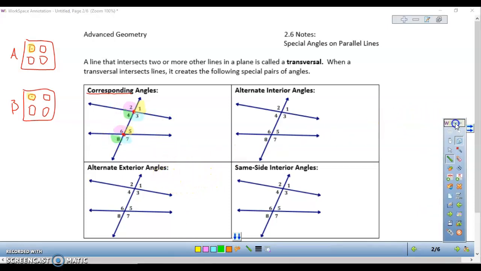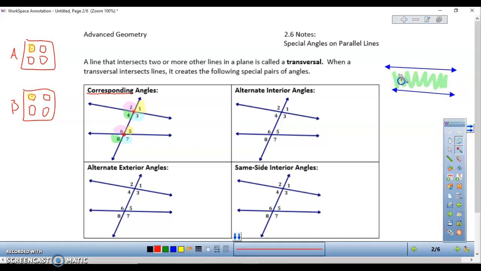Now, before we talk about the other angles, let's talk about what happens in general when lines intersect. Let's say lines intersect here. The area between the two lines, we call the interior. That should make sense, like inside those two lines.